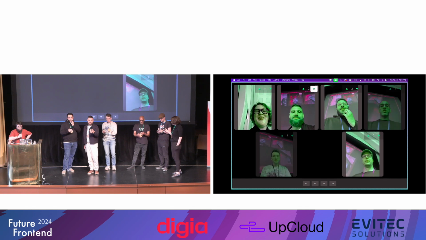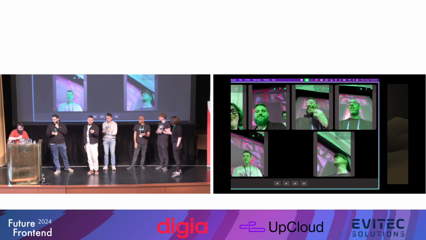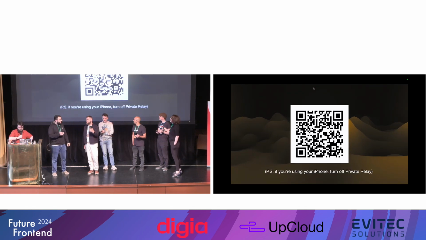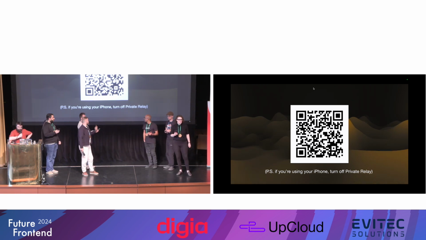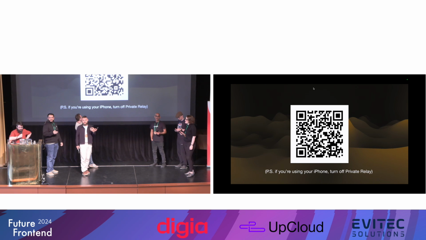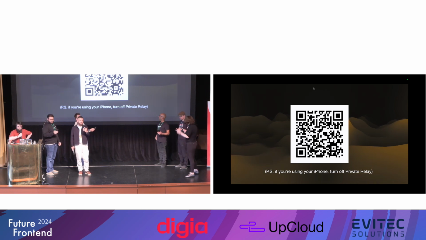Now, the next part of this demo is that we're going to try and let all of you join. This is going to go poorly. We're going to see what happens. Yeah. I've got a QR code. So if you would like to scan that, if you're using an iPhone, please turn off private relay. It somehow messes with WebRTC. But if you'd like to scan that and join the video call, let's see what happens.